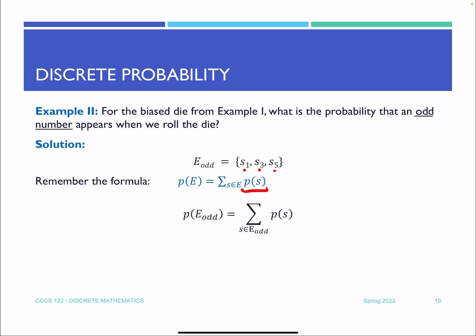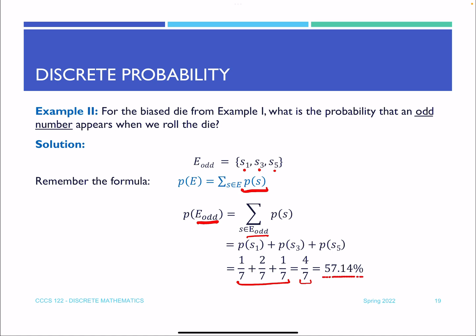So in our case, that means the probability of an odd number showing up is the sum of probabilities of all numbers that we consider odd, meaning 1, 3, and 5. So just add those up. You've got 1 over 7, 2 over 7 plus 1 over 7, they add up to 4 over 7. 4 over 7 is the answer. You can rewrite that as a percentage if you like, 57.14%.